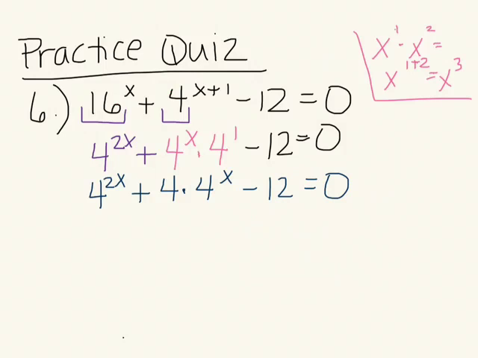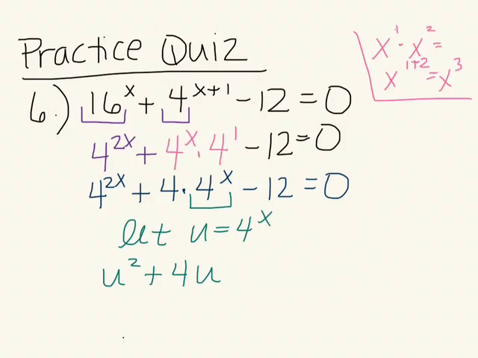And now our middle term there, 4 times 4 to the x, gives us what we want our exponential to be. We want our u to be 4 to the x. So let's say let u equal 4 to the x. This is going to be much nicer to look at now. So 4 to the 2x becomes u squared. 4 times 4 to the x becomes 4u. And we don't need to mess with 12.